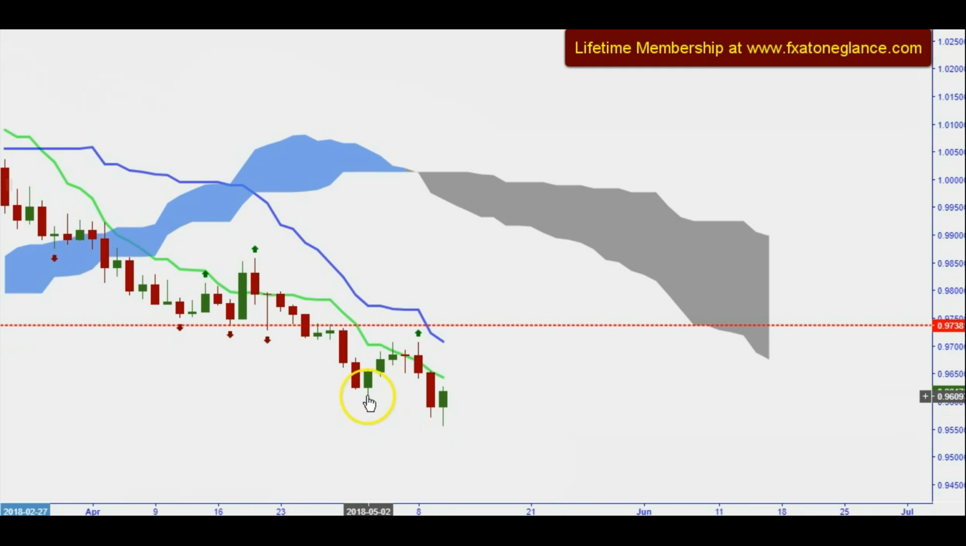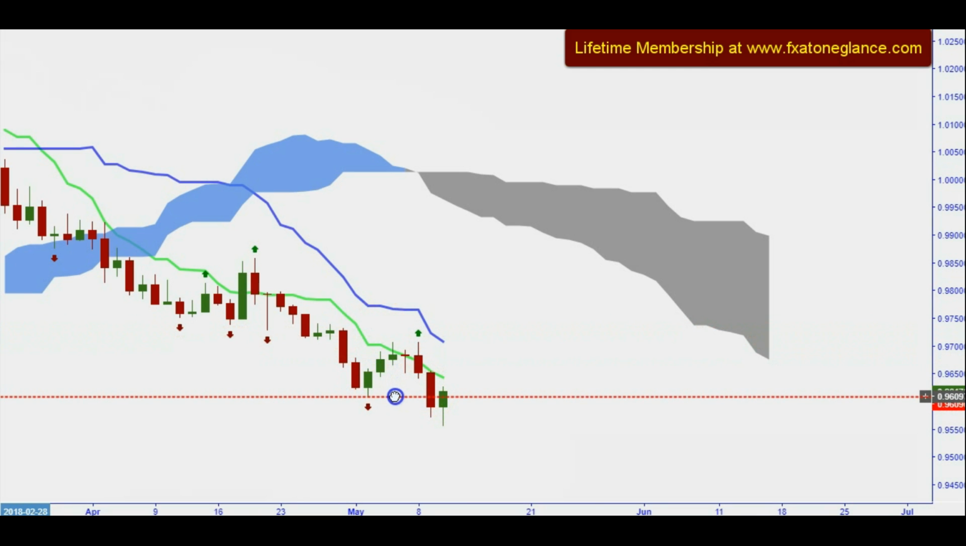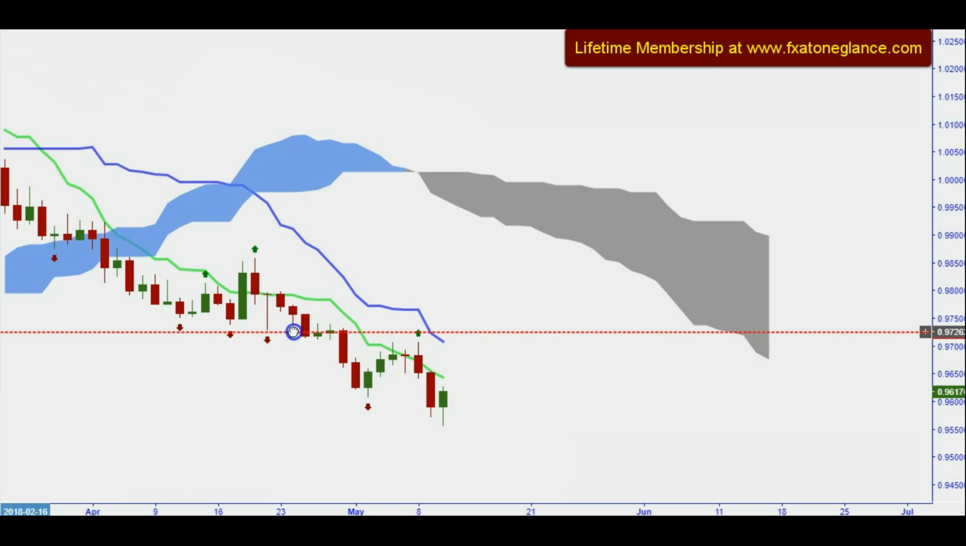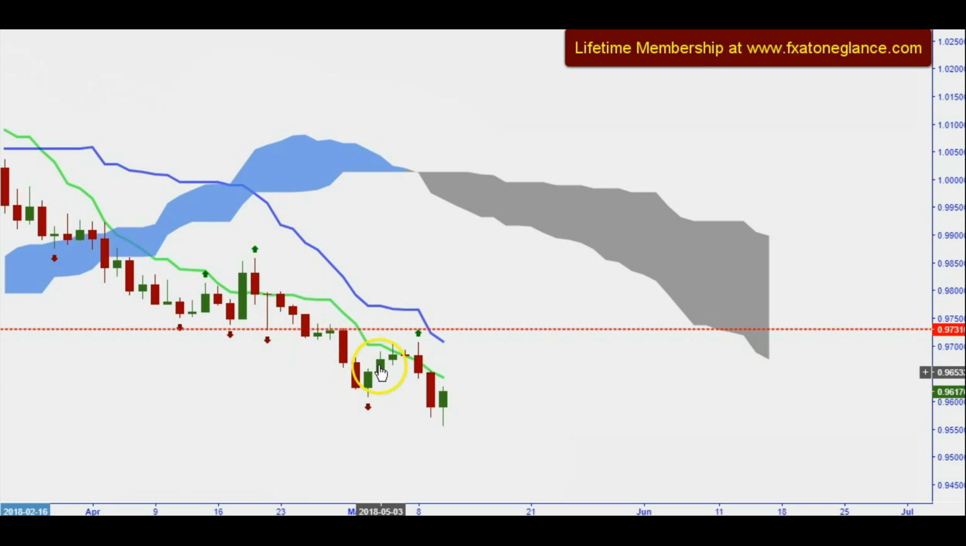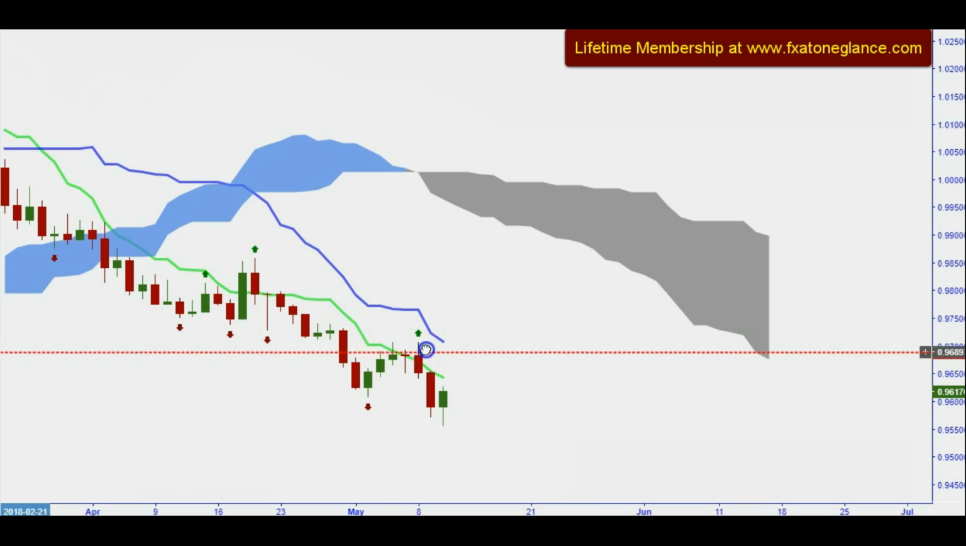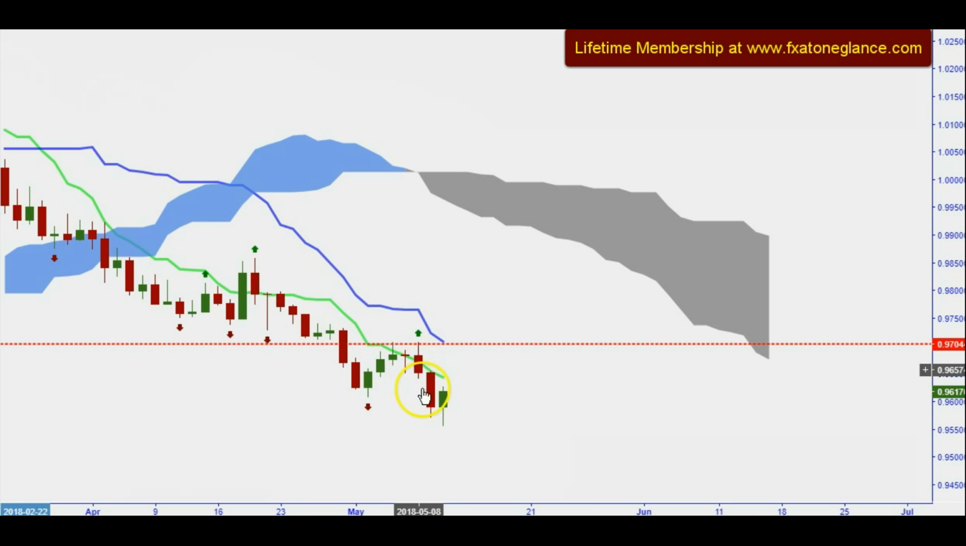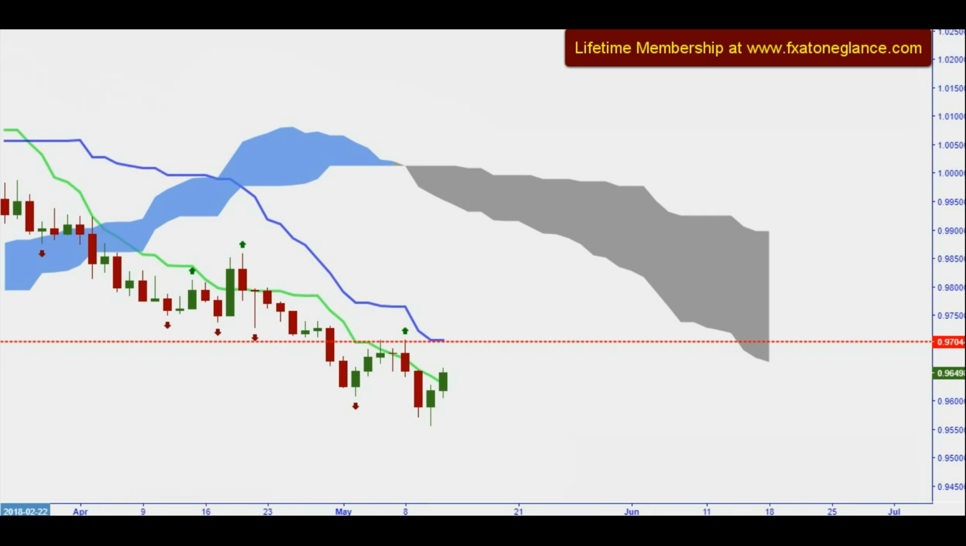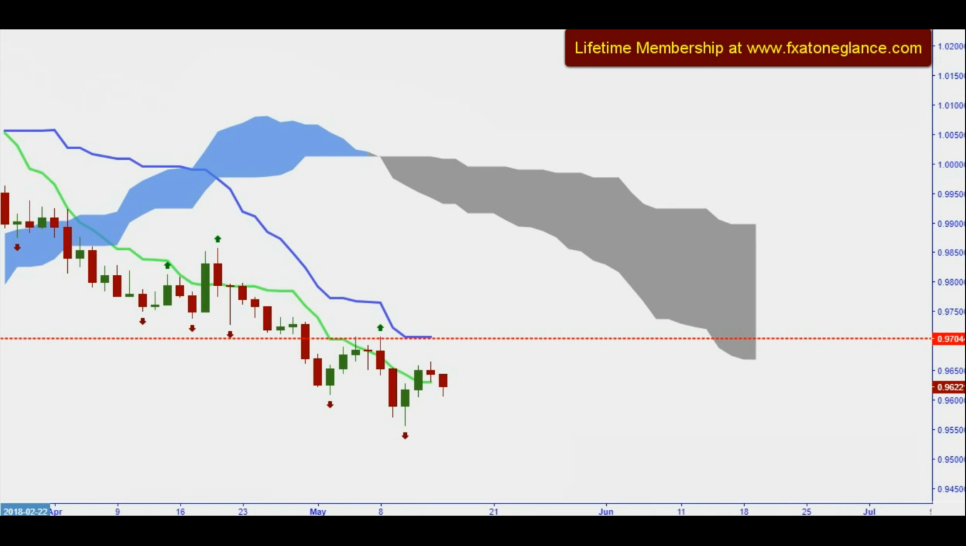The market broke another fractal right here where we could take the trade. So another entry. This candle here where we took our last entry. And you can always put your stop loss above this fractal and keep following the opposite fractals to the downside. All right. So we made some good profit, and here's our next entry.